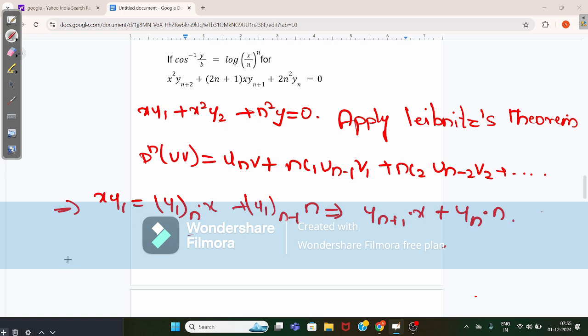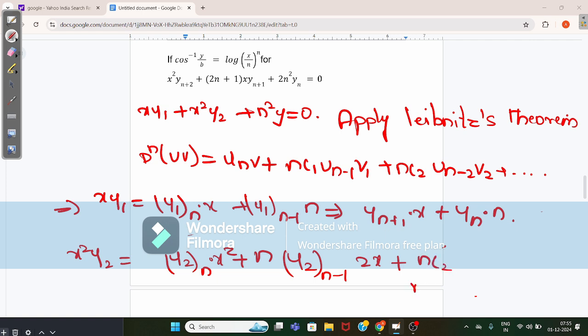Now for this value, x square y2 gives the value y2 n x square plus nC1, which gives the value n. So I am writing directly n into y2 n minus 1 into 2x plus nC2, which gives the value n into n minus 1 by 2.